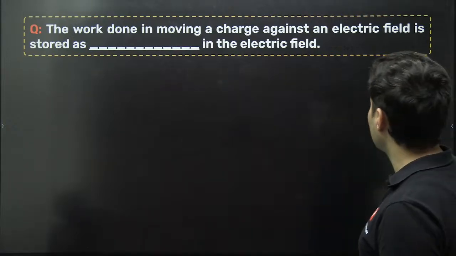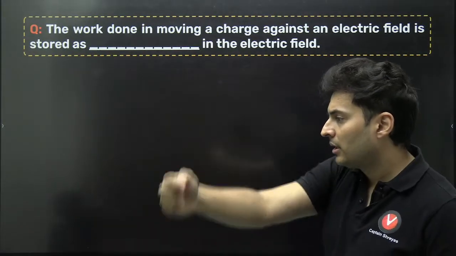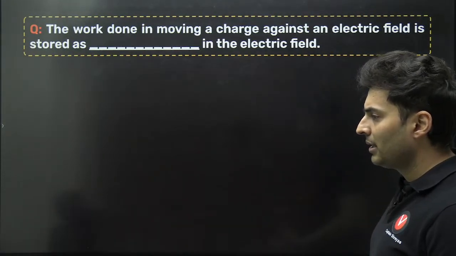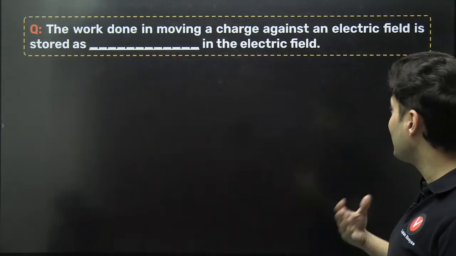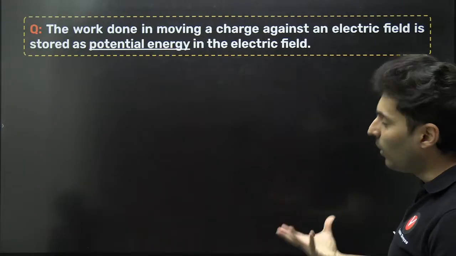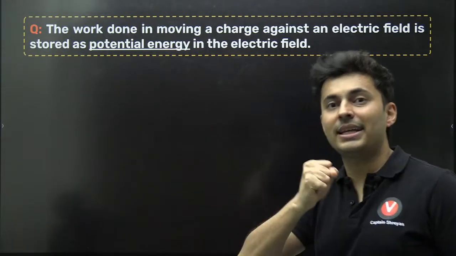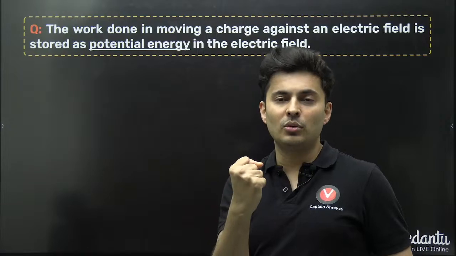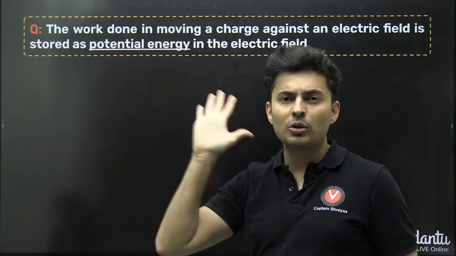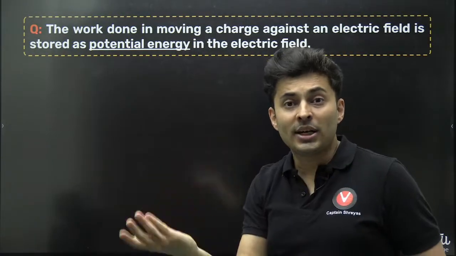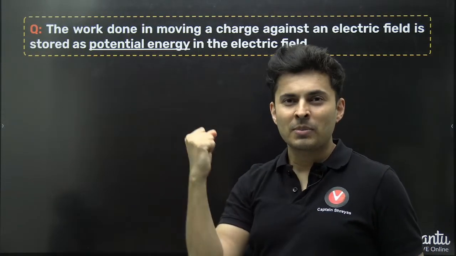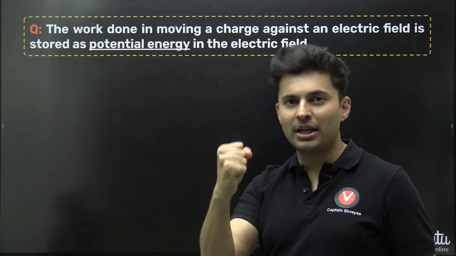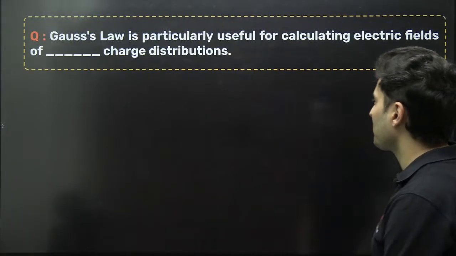Work done to move a charge against the electric field is stored as the dash in the electric field. Work done in moving a charge against the electric field is stored as, obviously, electrical potential. It has some ability to do work. You move the charge in the field, you leave it, it will start moving. How did it gain that energy? It was stored like a spring in the form of electrical potential, ability to do work.